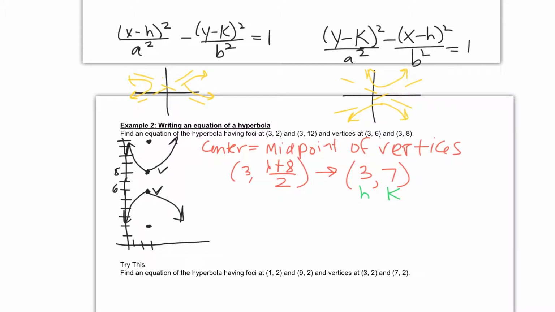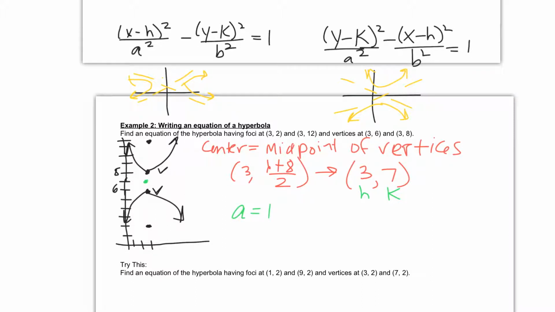The other thing that I need in order to find my equation is I need to know what my a is, and I need to know what my b is. My a value is the distance from the center to the vertex. So if I plot my center, at the point (3,7), which is right here, the distance between the center and the vertex is my a. The distance from here to here is just 1, which tells me that my a value is equal to 1.